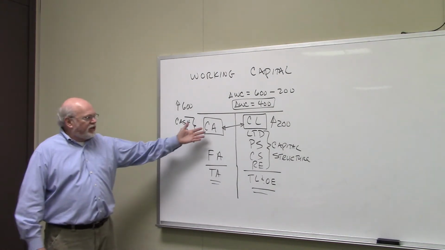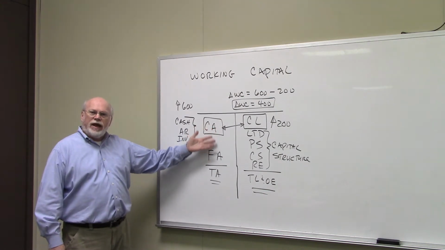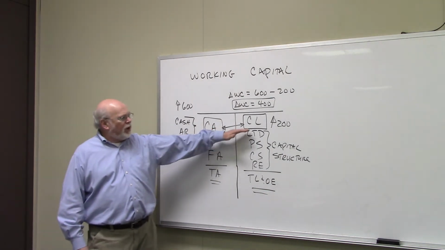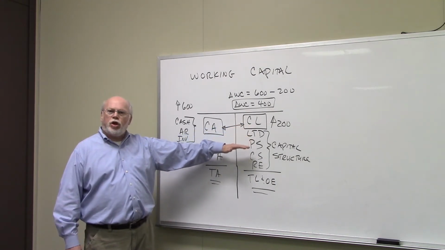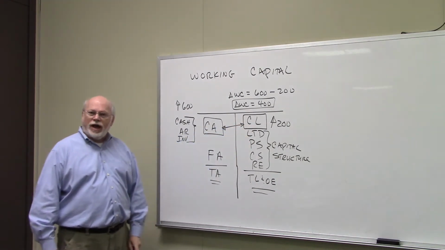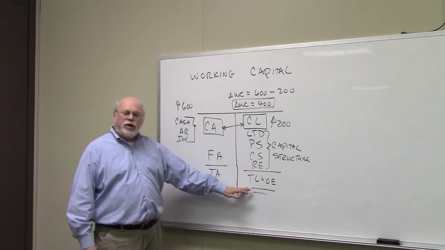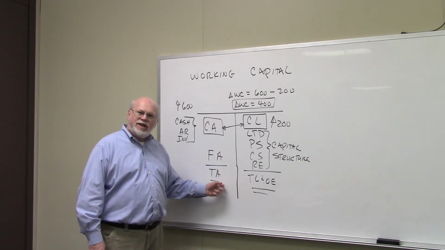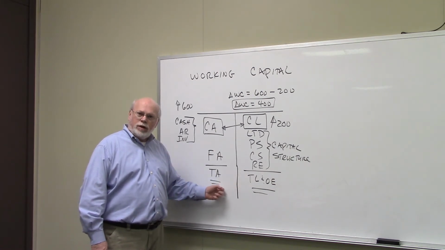Let's look at a balance sheet here. On the left-hand side, we have current assets, fixed assets, which gives us total assets. On the right-hand side, we have current liabilities, long-term debt, preferred stock, common stock, retained earnings. And it all adds up to total liabilities and owner's equity. And you recall that these things always have to be equal because you have to pay for the assets that you buy.